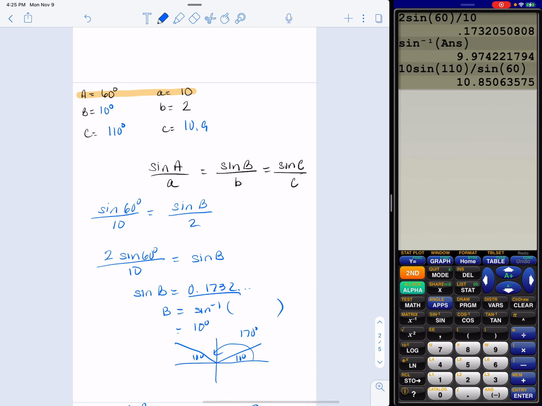So if we were to try to draw this triangle, we would see that the sides are 10, 2, and 10.9. And the angles are 60, 10, and 110.